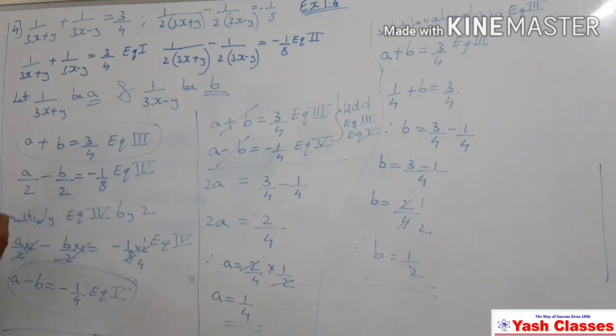Now, only this equation 4, we have taken only this fourth equation, multiply by 2. You have to multiply by 2 because 2, 2 and 8 are in the 2 times table.